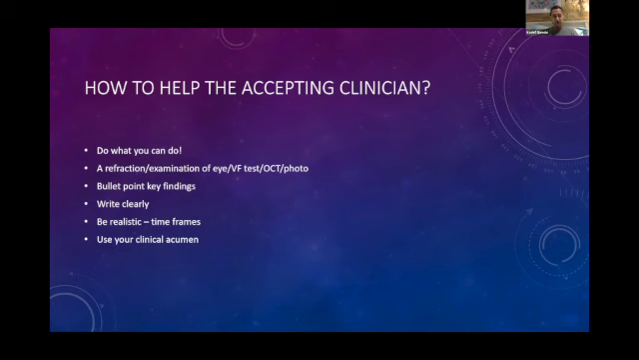But please write clearly, because it's very difficult to see, and that goes doubly so if you're sending in a refraction and you're handwriting the things, because sometimes it's difficult to make out whether it's a plus or a minus, and that can be quite important. As I said, be realistic in your time frames.